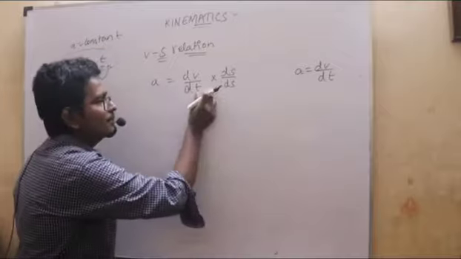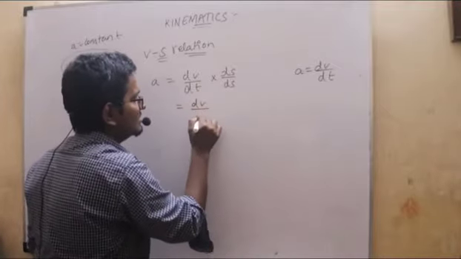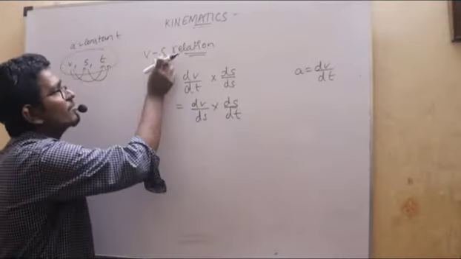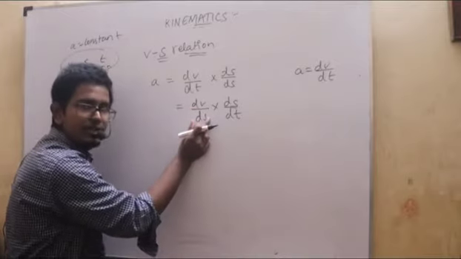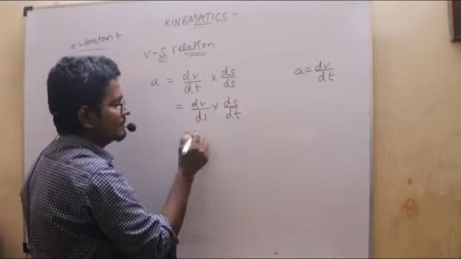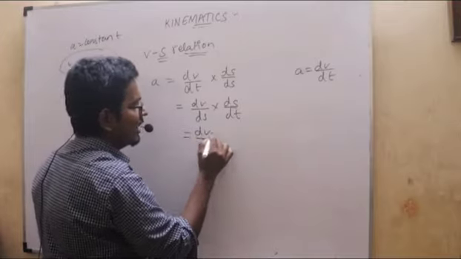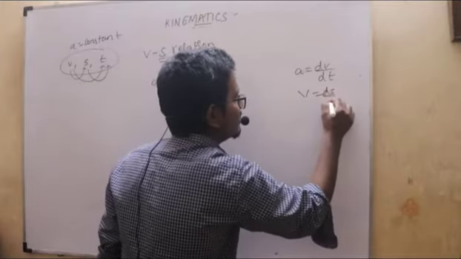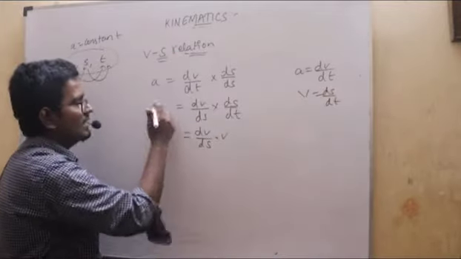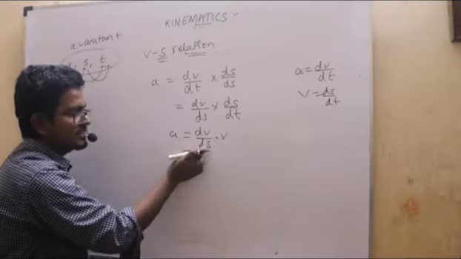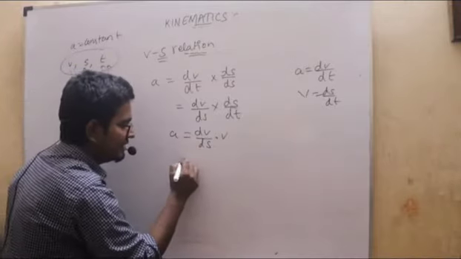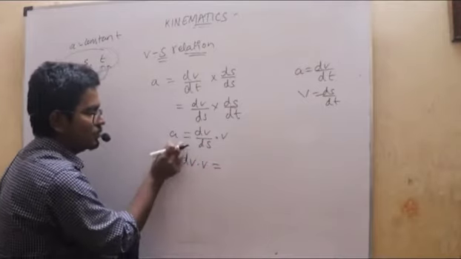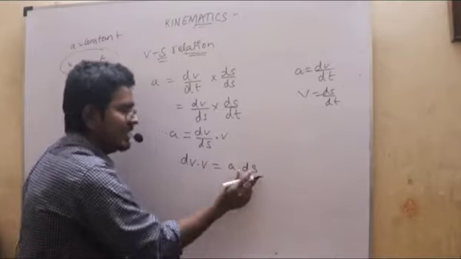I am just going to change the position now. So dv upon ds into ds upon dt. Now you can see it is the velocity and displacement relation, dv upon ds into ds upon dt. Ds upon dt is nothing but v, since velocity is equal to ds upon dt. So it is v and it is a. I am just bringing this ds here. So v dv is equal to a ds.